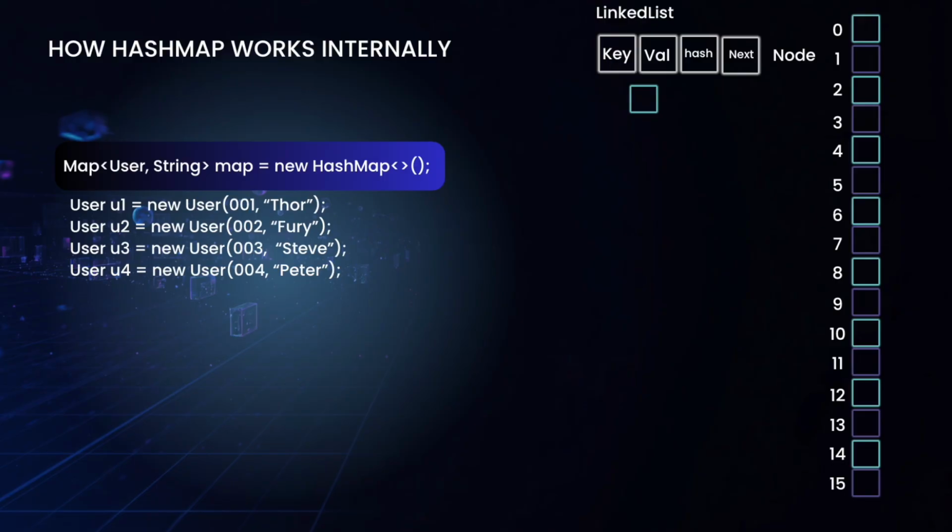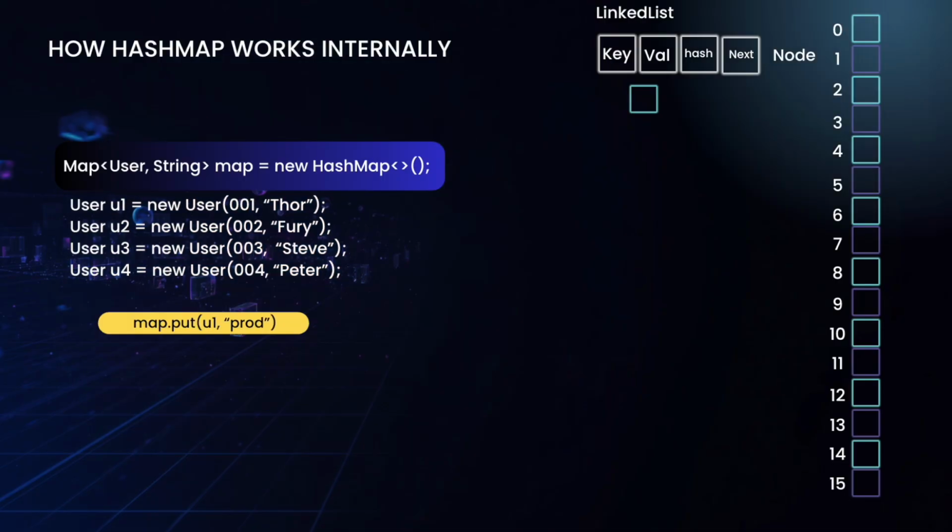All right. So HashMap stores data in something called key-value pairs, which means every value is connected to a unique key. For example, I am adding an object, or a value, to a map: map.put(u1, "prod"). Here u1 is the key and the text prod is the value. So now let's insert data into the HashMap.